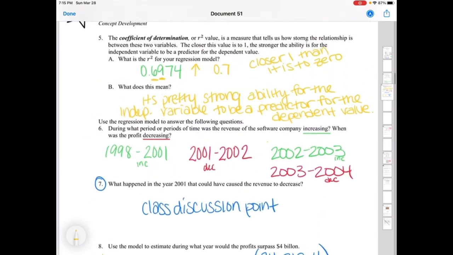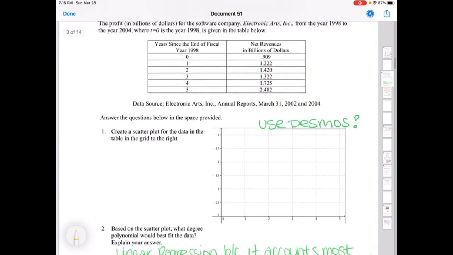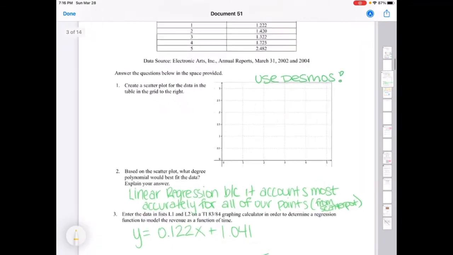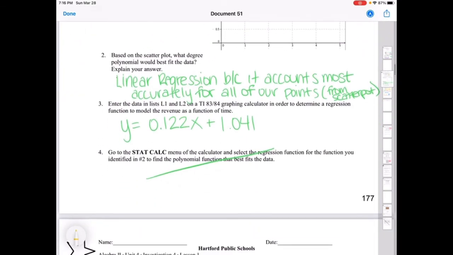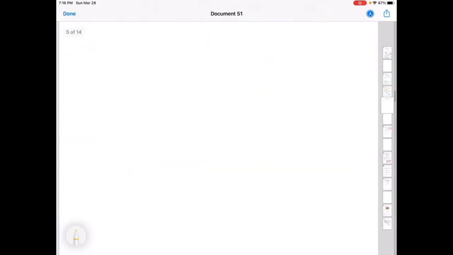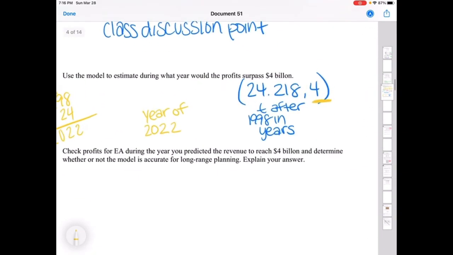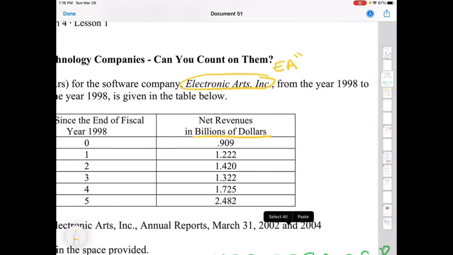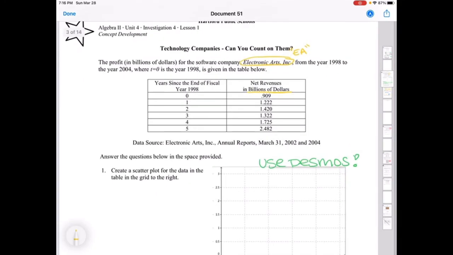And keep in mind, we looked at 4 because way up here it says net revenues in billions of dollars. That's why I knew that I could go to 4 on the y-axis, not 4 billion, because that would be crazy. It'd be like 4 billion billions of dollars. Wow, that's a lot of money, right? So anyways, that's what it would be. This would be 4 billion. EA means Electronic Arts Inc.